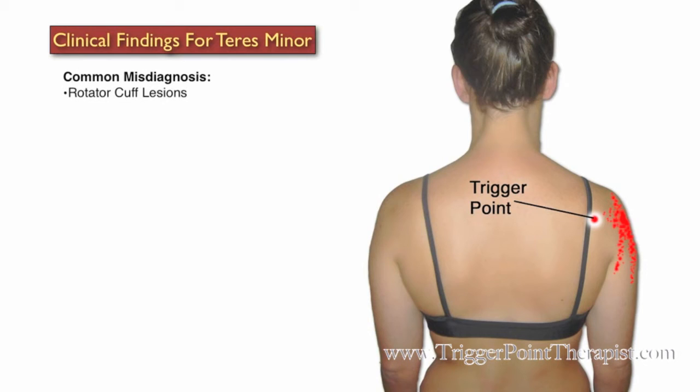Some common misdiagnoses for an active trigger point in the teres minor muscle include rotator cuff lesions, ulnar neuropathy, C6 radiculopathy, and bursitis.